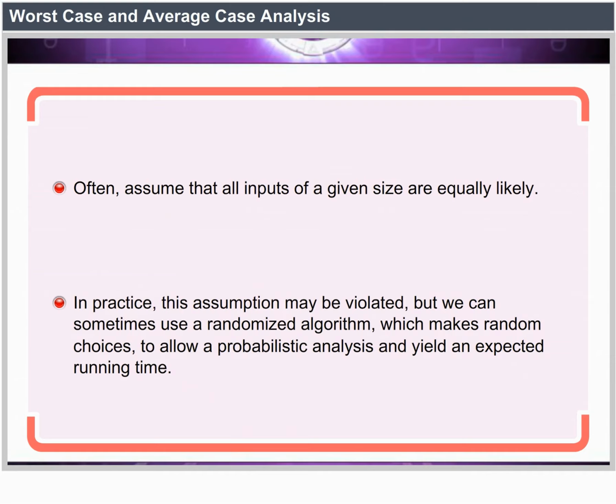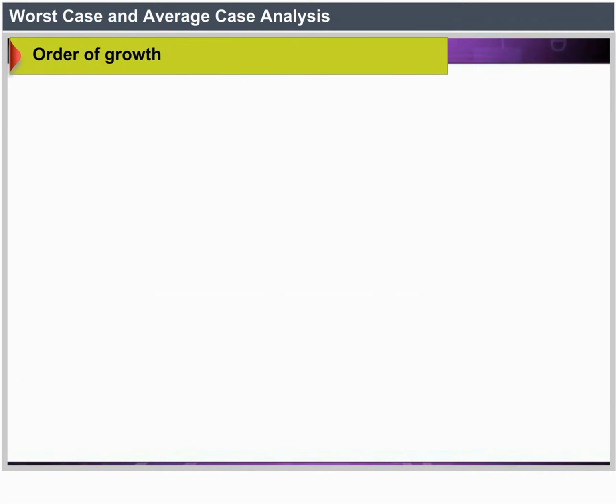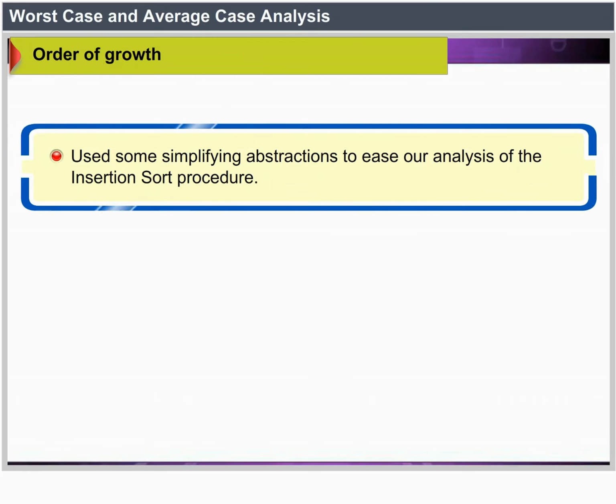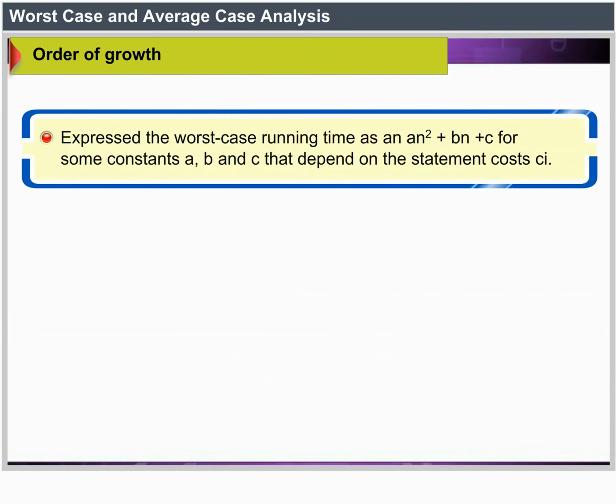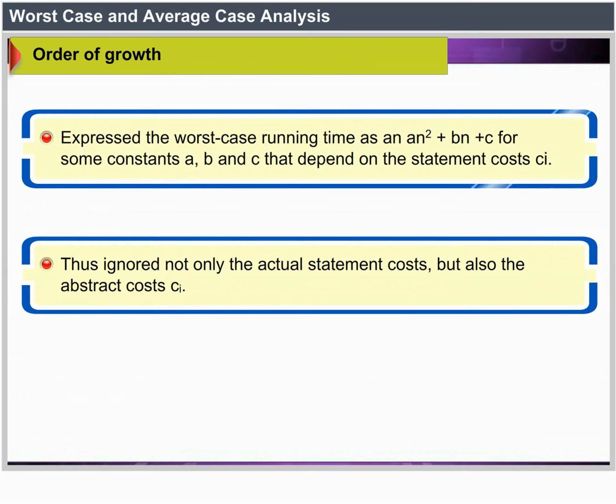Order of growth. We used some simplifying abstractions to ease our analysis of the insertion sort procedure. First, we ignored the actual cost of each statement, using the constants Ci to represent these costs. We expressed the worst case running time as an² + bn + c for some constants a, b and c that depend on the statement costs Ci. Thus, we ignored not only the actual statement costs but also the abstract costs Ci.